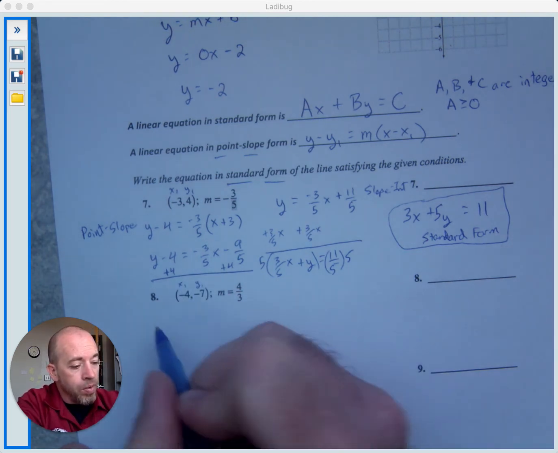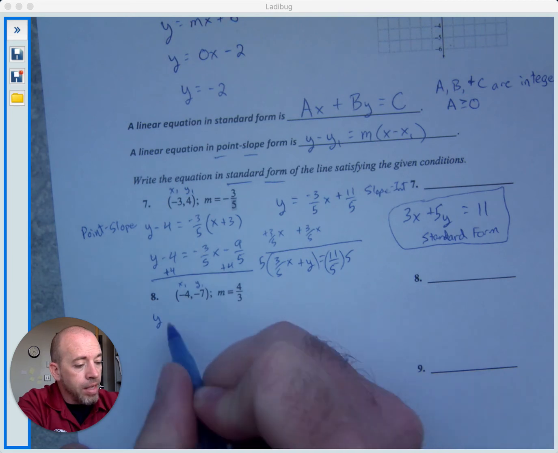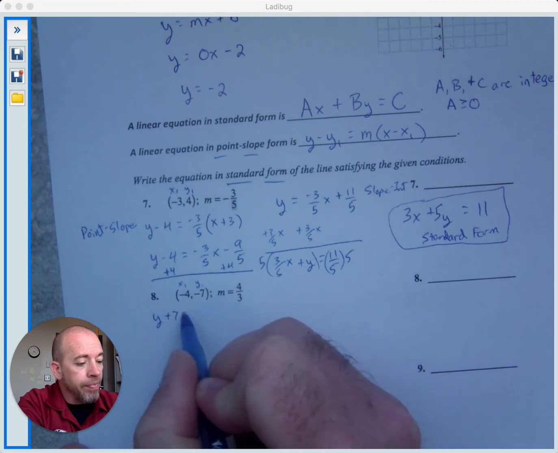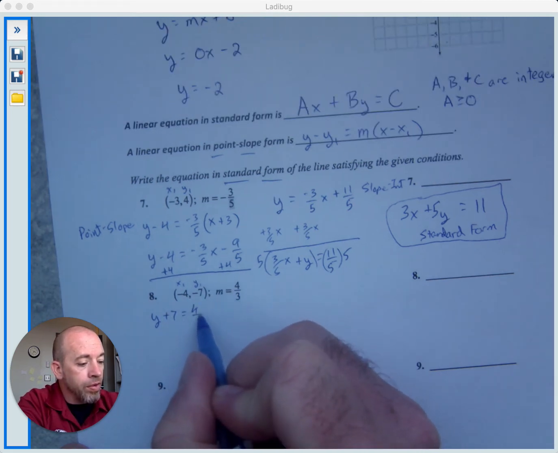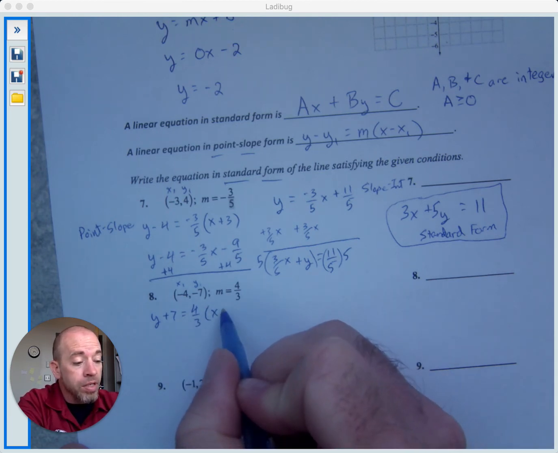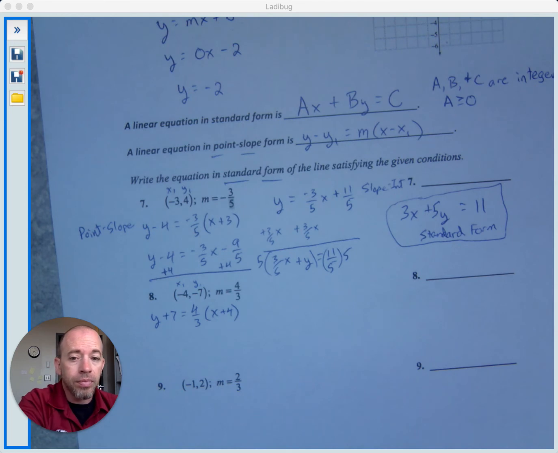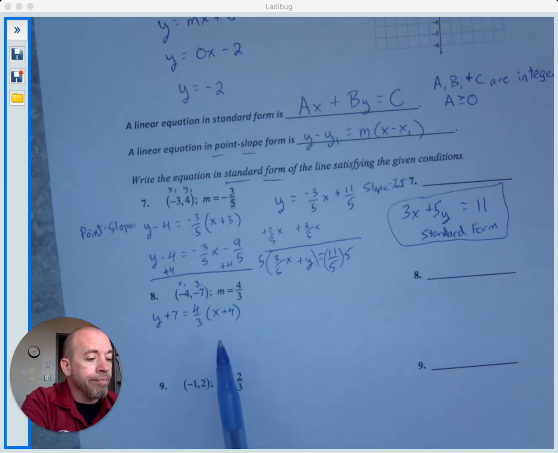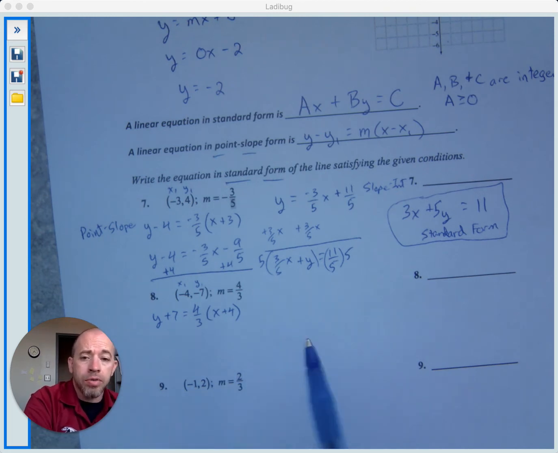So we have y minus -7, which is y plus 7, equals our m, which is 4/3, times the quantity x minus -4, which is x plus 4. Alright, so that's point-slope form. I like to go then to slope-intercept form.